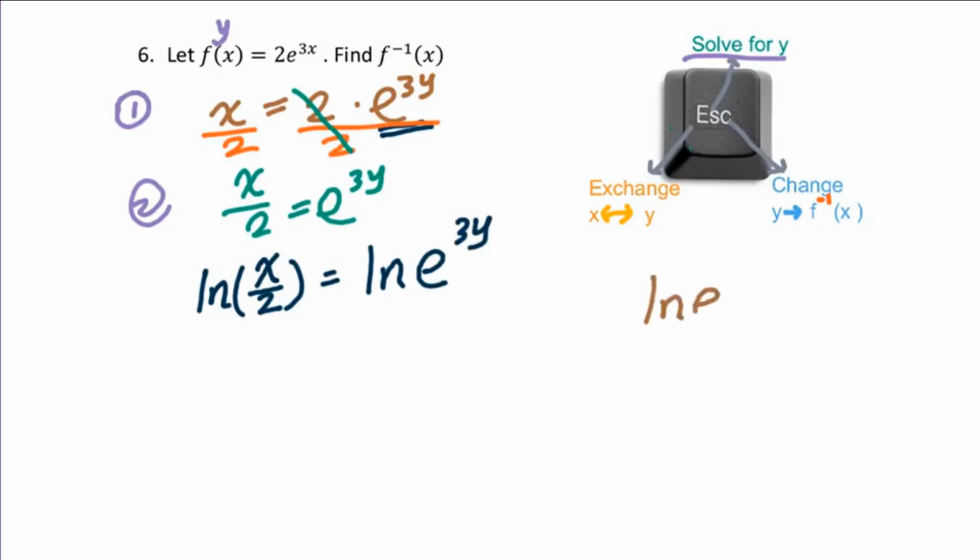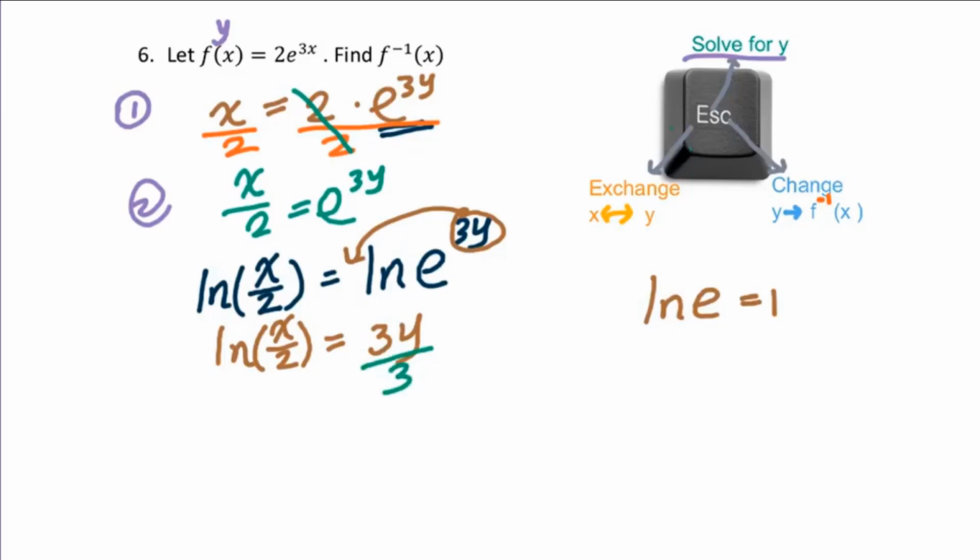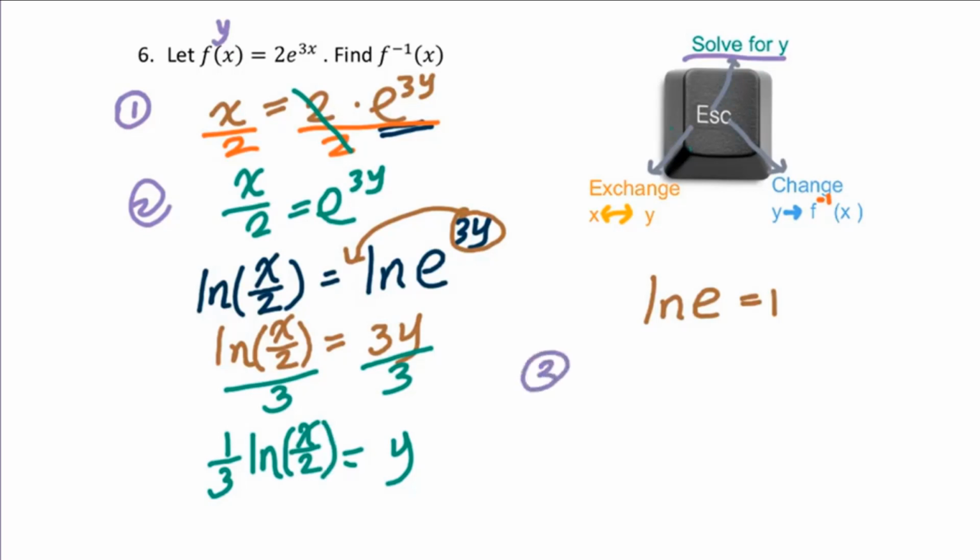We know natural log of e equals 1. This exponent drops down and you will get 3y equals natural log of x over 2. Then you divide by 3 on both sides. You will get y equals 1 over 3 natural log of x over 2. Then the third step, change y into the inverse function symbol. We got inverse f of x equals 1 over 3 natural log of x over 2.